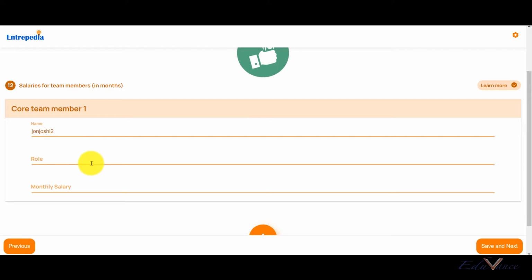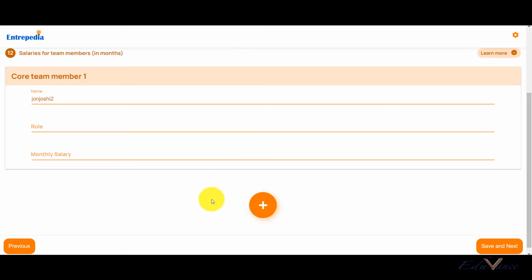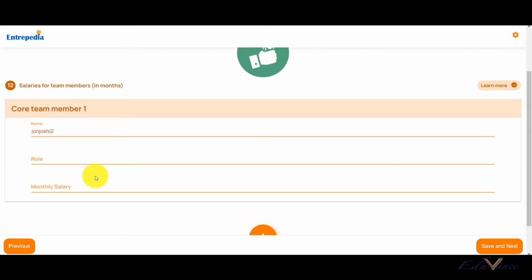So if you remember in the earlier lecture, I had explained to you that if you are a core team member or you want to hire people on salary, you can decide whether you want to pay yourself a salary or not. So here I am deciding not to pay myself a salary, and so my salary will be zero. However, I will get a part of the profit. So here I'm deciding not to pay myself a salary. So I'm going to click save and next.